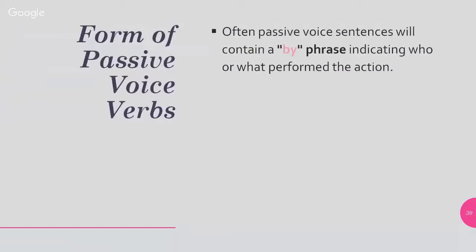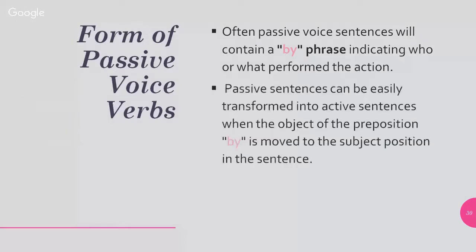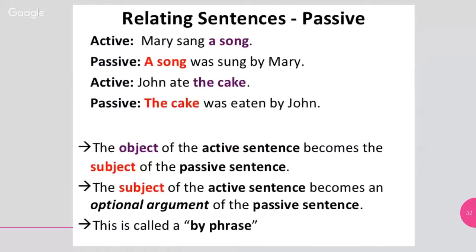Often, passive sentences will contain a by phrase indicating who or what performed the action. Passive sentences can be easily transformed into active sentences when the object of the preposition by is moved to the subject position in the sentence. Mary sang a song. A song was sung by Mary.